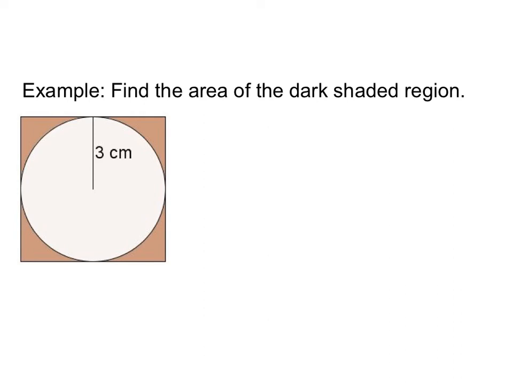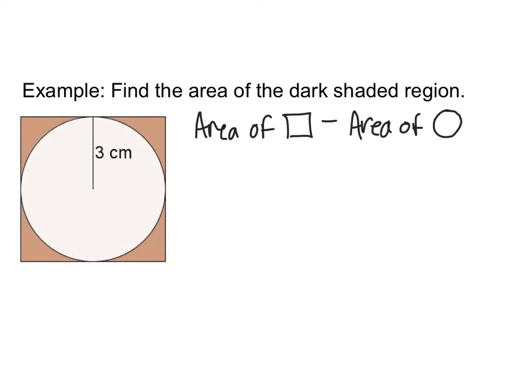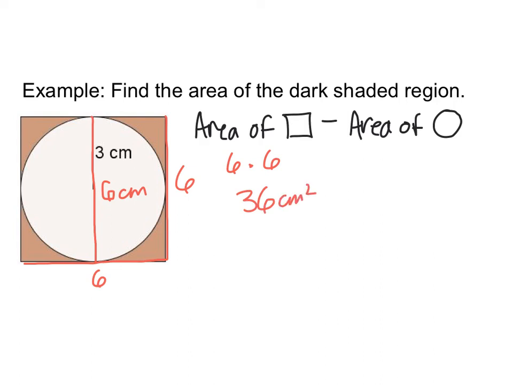So the way I'm going to do this problem is I'm going to find the area of the square, and then I'm going to subtract the area of the circle. So first, I know that if the radius of the circle is 3, then the diameter of the circle must be 6 centimeters, which means that the square must be a 6 by 6. So the area of the square is 6 times 6, or 36 centimeters squared.